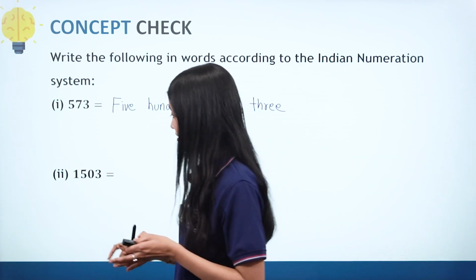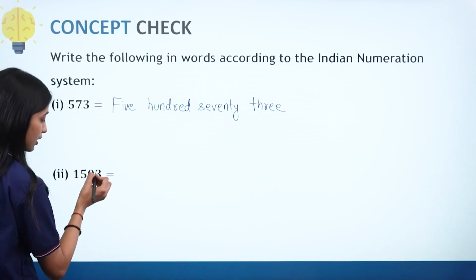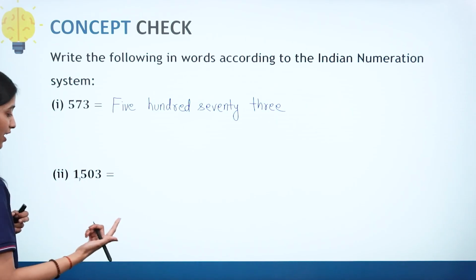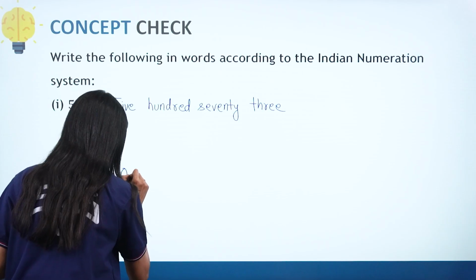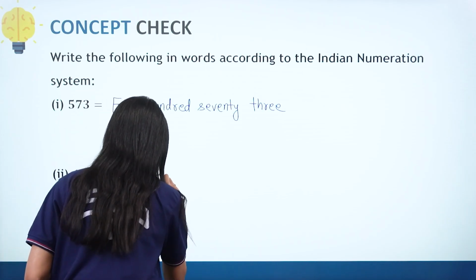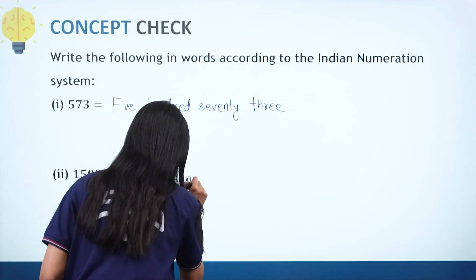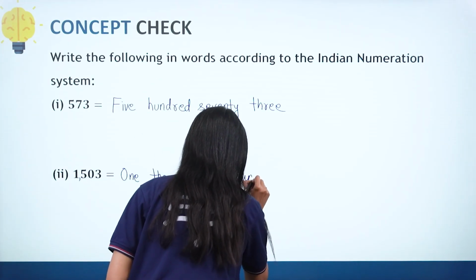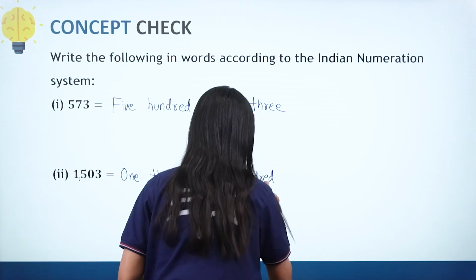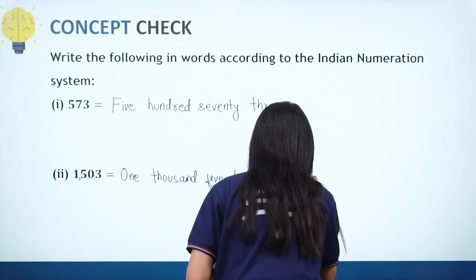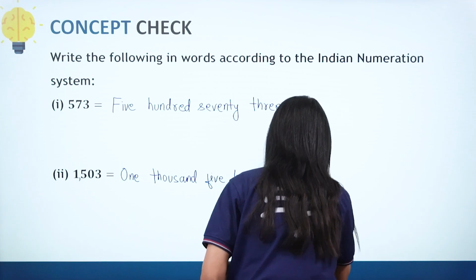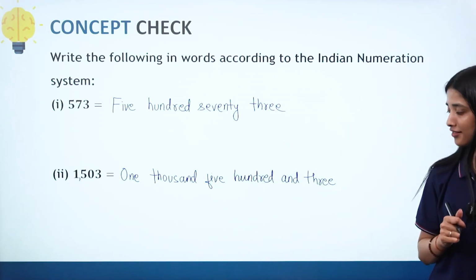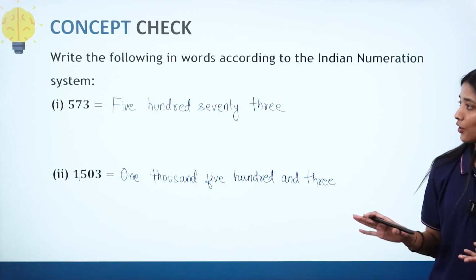The next number is 1503. After 3 digits we will place 1 comma. So this number is 1503. Okay, this is how we will write the second number, 1503. I hope this is clear.